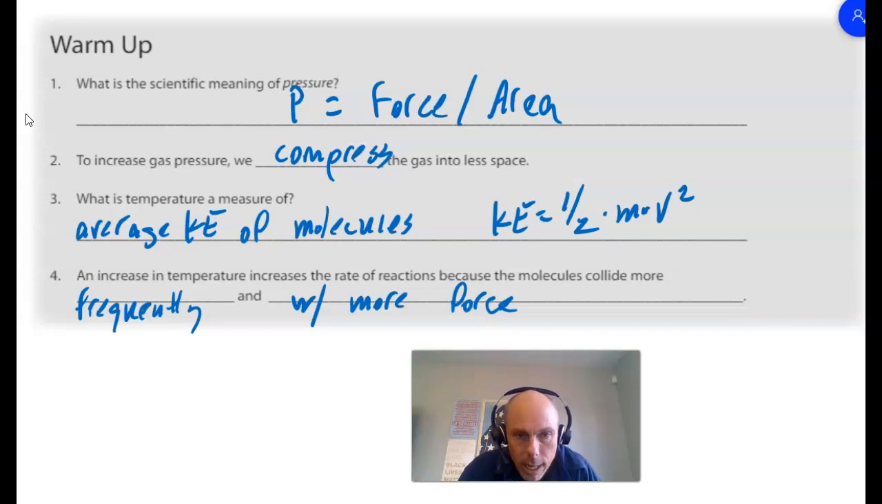To increase gas pressure, I wasn't quite sure what to put here, but I said compress the gas into less space or force the gas into less space. And typically that'll be to decrease the volume of the container. We increase gas pressure as a result.